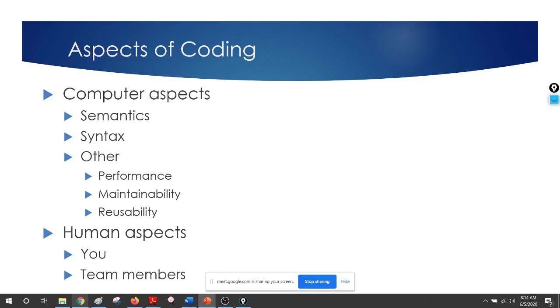Then the semantics: you have to write the correct logic, right? If you don't write the correct logic, there will be a lot of bugs in your system, so it is not doing what is expected. Then there are some other aspects also when it comes to compute: performance, maintainability, reusability. When it comes to real world software development, when you are writing code, you have to think about the performance as well. Is it going to take a lot of time?